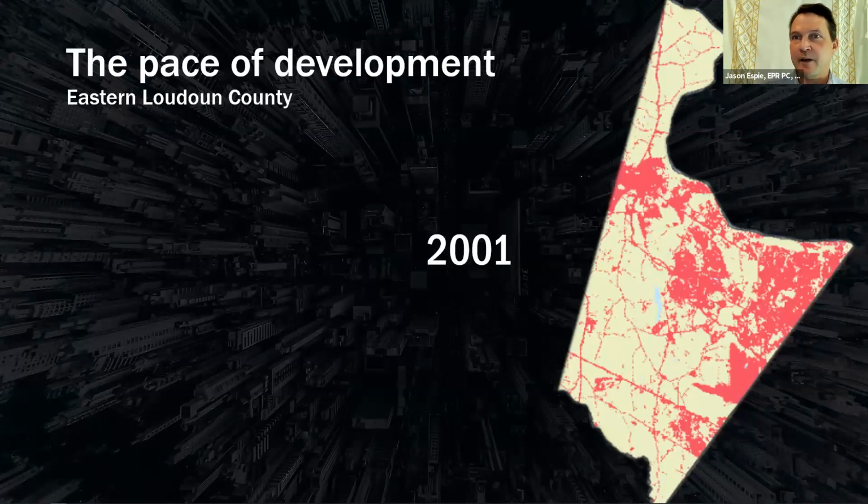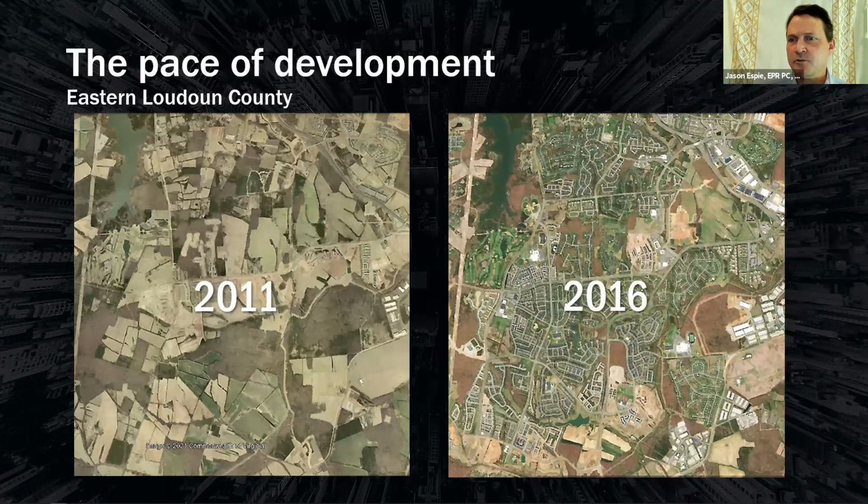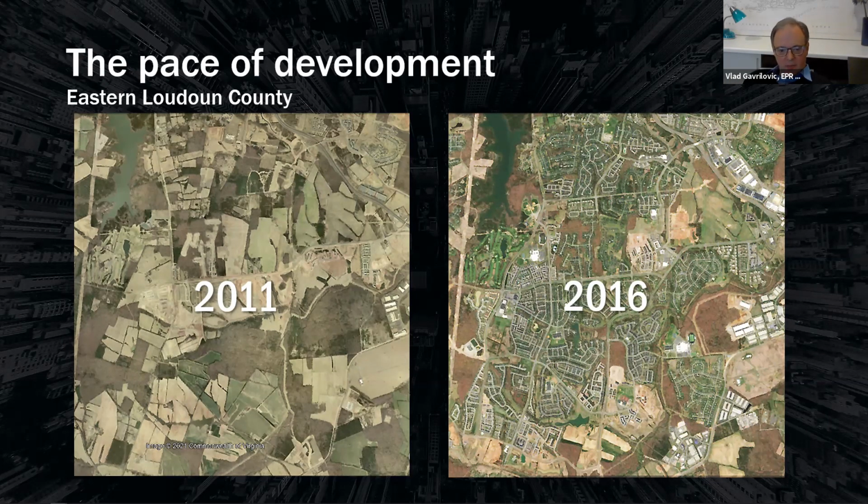For example, if you look at the pace of development in Eastern Loudoun, 2001, 2016, sorry about that. I think this is 2011. Vlad, do you want to mention where this is right here in Eastern Loudoun? Yeah, that should be 2001, sorry. This is just taking a section of Eastern Loudoun around Brambleton, and it's a 15-year slice from 2001 to 2016, just showing how quickly things can change. Of course, it's one of the highest growing localities in the nation, but I'm sure a lot of you have done this on Google Earth. You just look at the same area a few years ago and toggle back and forth just to see the pace of change.